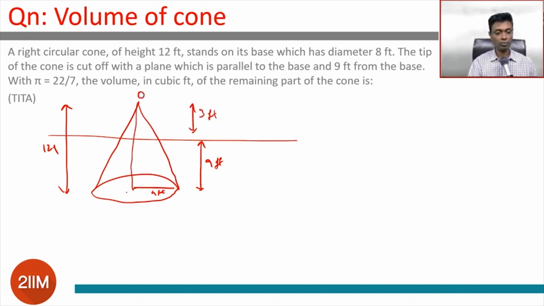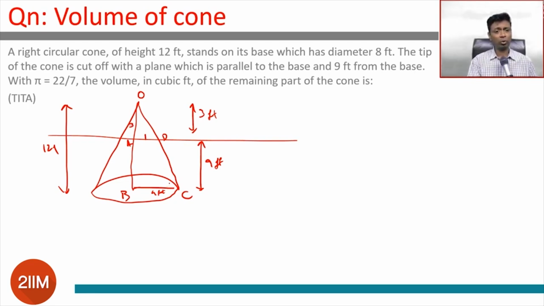Let's say this is O, B, C, A, D. OAD is similar to OBC. And so if this is 4, OB is 12, we know OA is 3, AD should be 1. The height shrinks by 4, radius will also shrink by 4. In the sense that height goes from 12 to 3, the radius will go from 4 to 1. So this is in the ratio 3:1, which is 12:4.